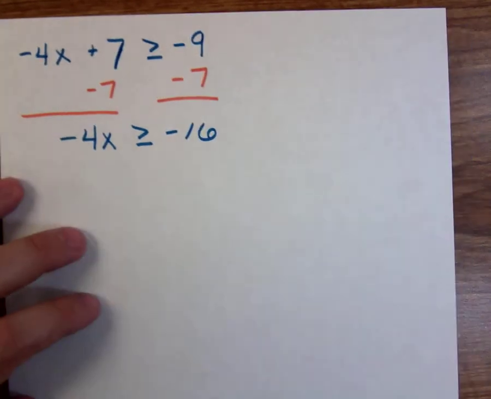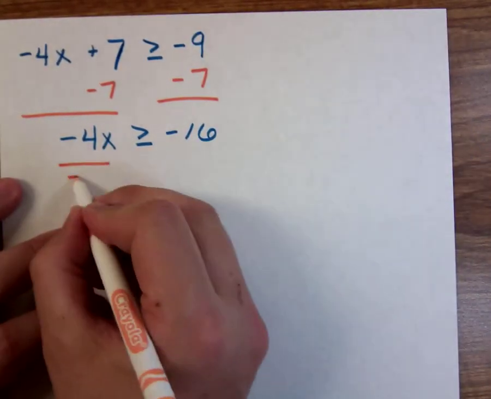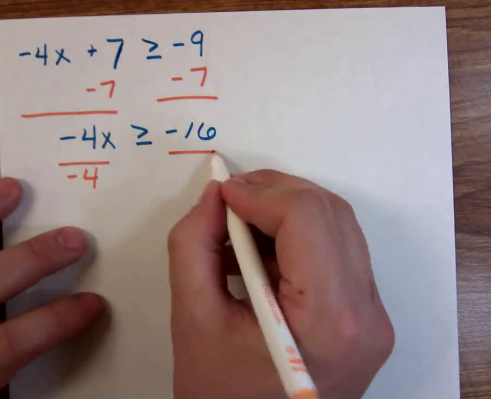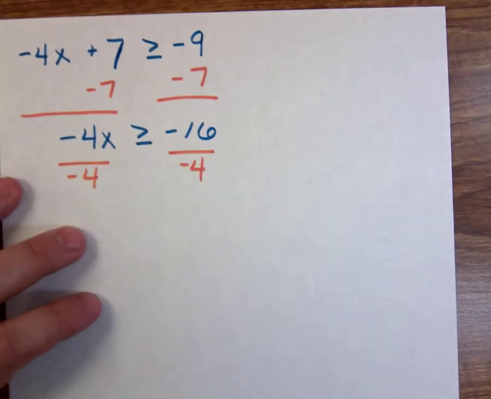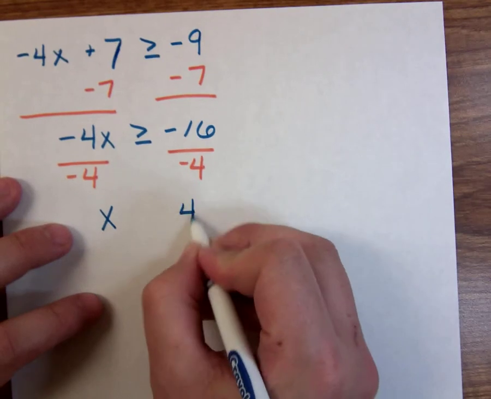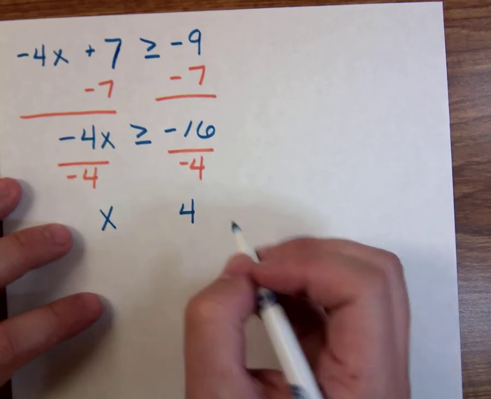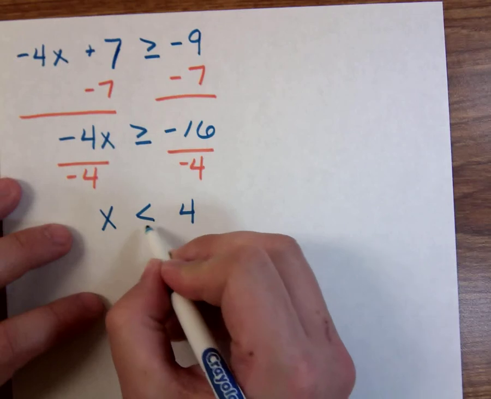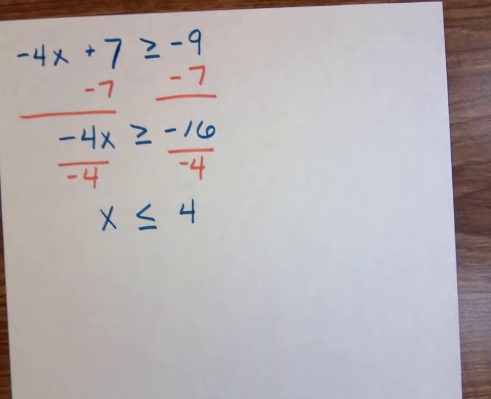Divide by -4. We're dividing by a negative. What does that mean? It's going to be positive, which means, oh, it flips the inequality symbol. X is less than or equal to 4.